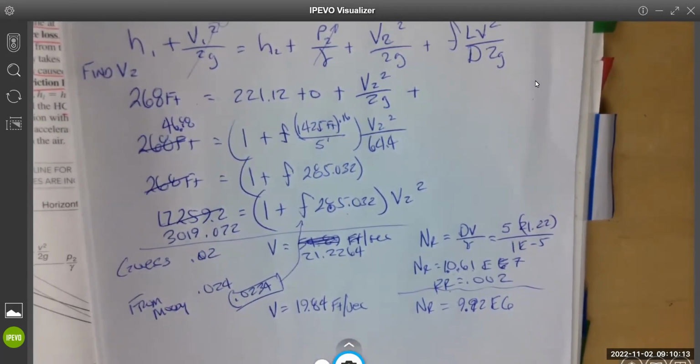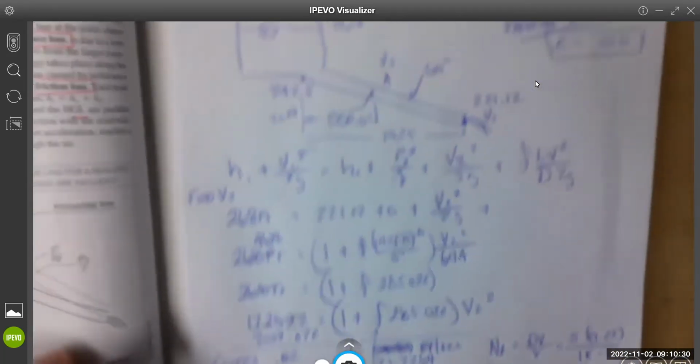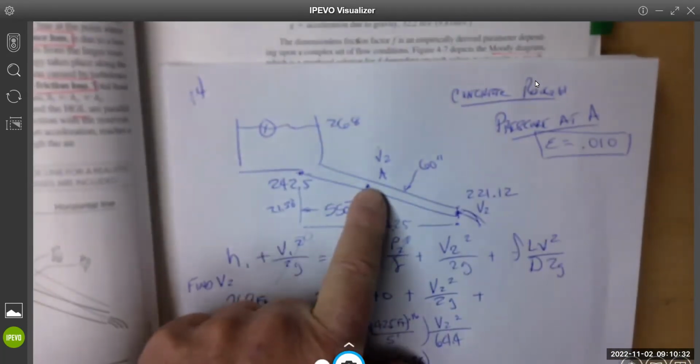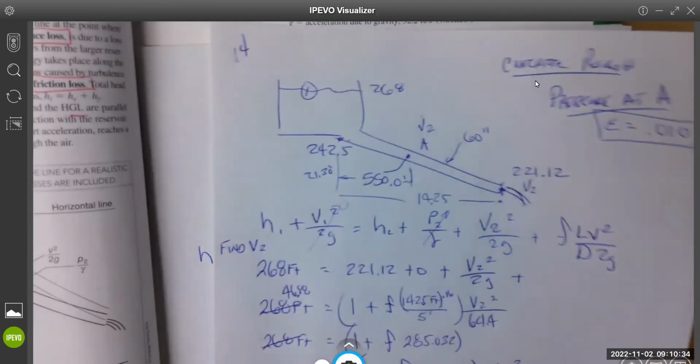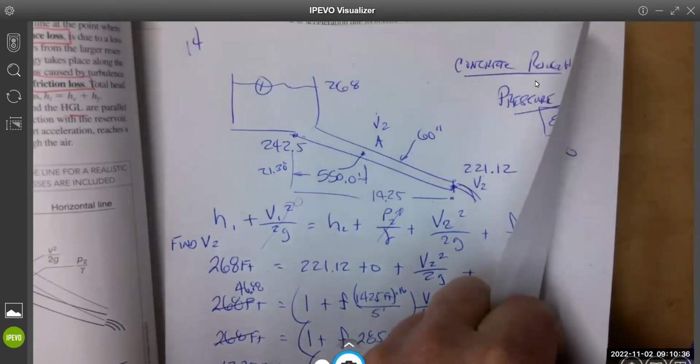It's interesting to look back, right? We got it, but we're not done. Remember, that was just to find the velocity. The 19.84, that's what we needed. Now we have to find the pressure. So I need maybe a new piece of paper.